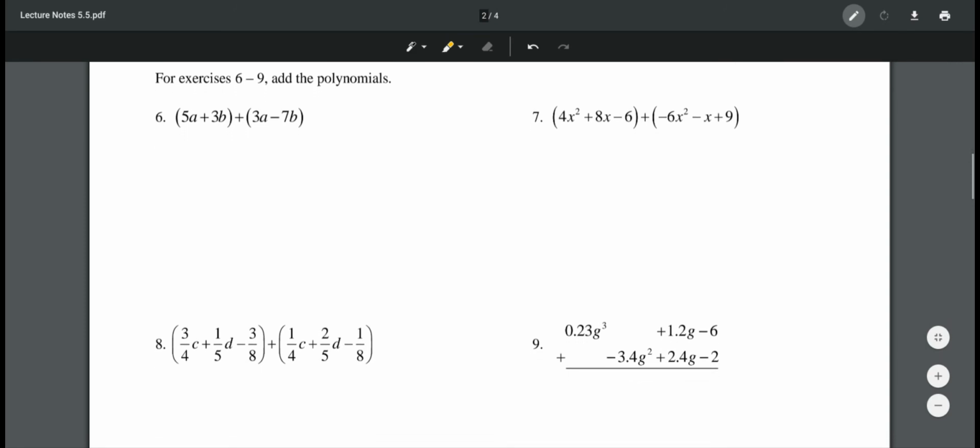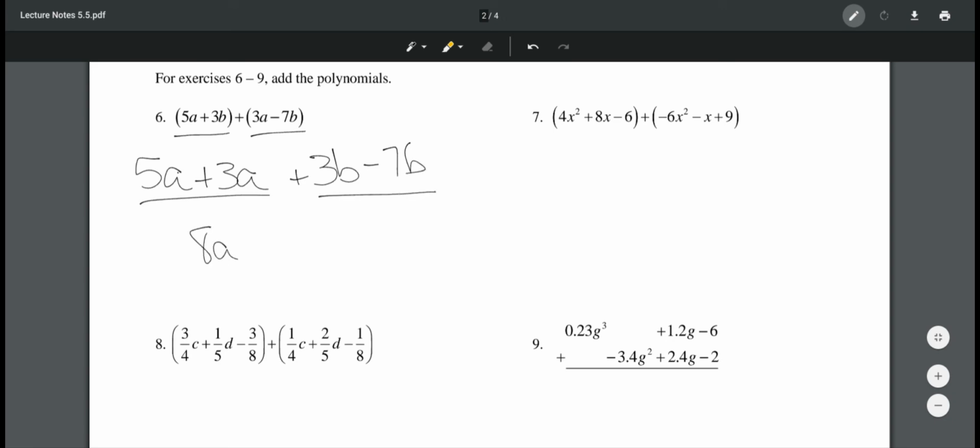Now, in order to add polynomials, we need to group the like terms together, and then we need to add their coefficients. So if I look in this group and this group, I'm going to group my a's together, 5a plus 3a, and then I'm going to group my b's together, plus 3b minus 7b. I'm going to add and get 8a. I'm going to subtract and get negative 4b. I added those coefficients, the 5 and the 3, to get the 8. I added the coefficients 3 and negative 7 to get the negative 4.